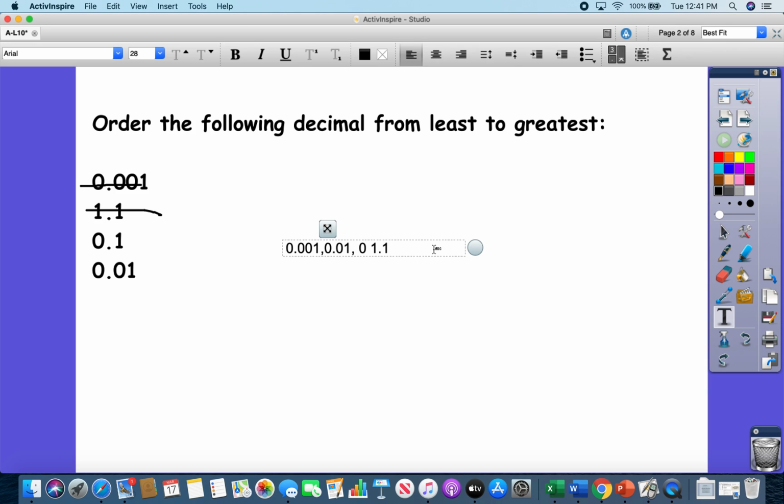0.01, 0, and then my middle one, the only one I didn't use, is 1/10. So 1,000th, 100th, 1/10, 1 and 1/10. Okay, so if you are still struggling with that least to greatest and you would like some extra help, all you have to do is send me a Dojo message. I can send you some extra worksheets or some new problems that you might want to work on.